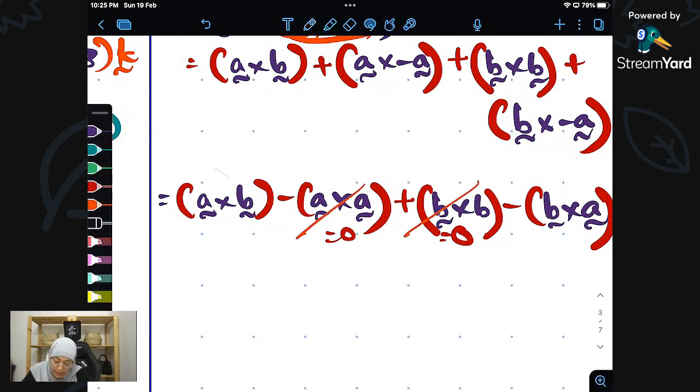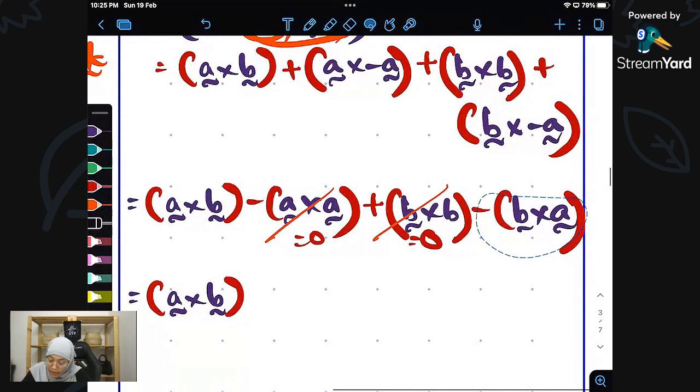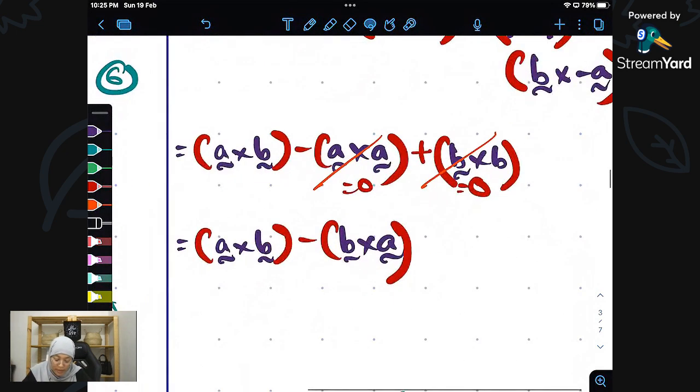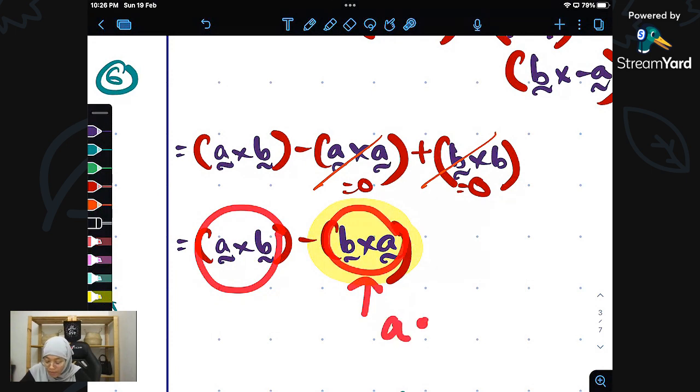Jadi kita ditinggalkan dengan A cross B sahaja dan juga tolakkan dengan B cross A. So now here you gotta be extra careful di bahagian yang mana? Di bahagian yang ni. Sebab kita tak ada jawapan B cross A. Bukan kita tak ada jawapan, kita ada jawapannya. Tetapi disebabkan sini adalah A cross B, so I want to make this becoming A cross B juga.